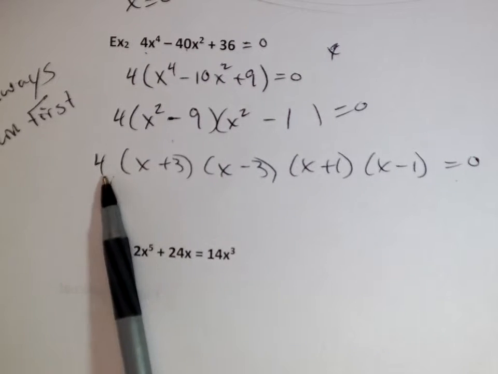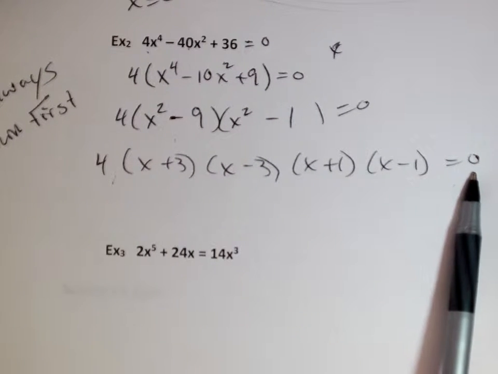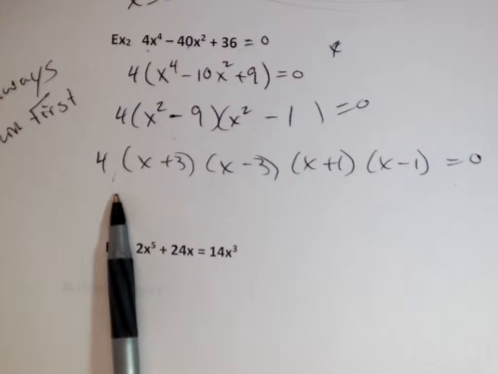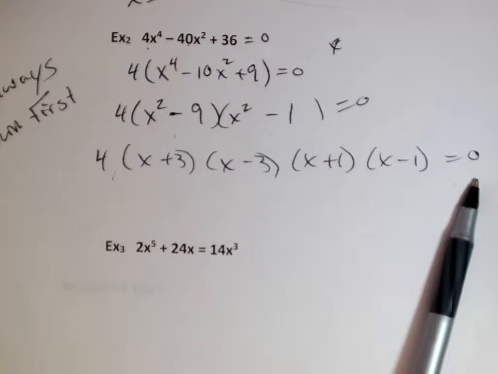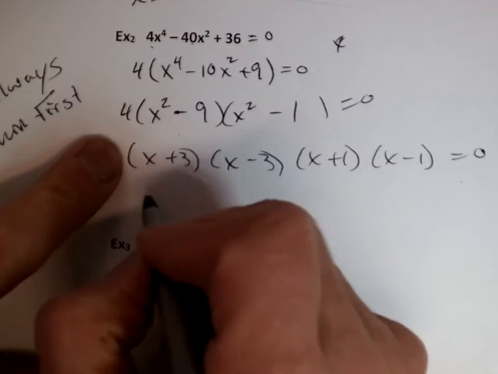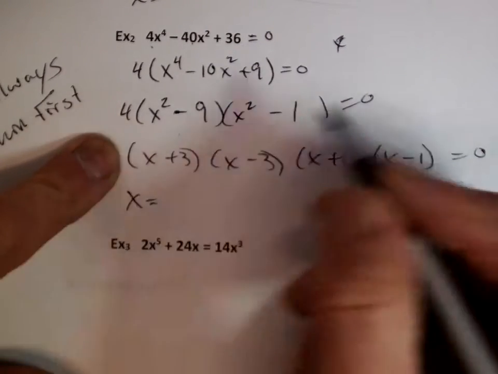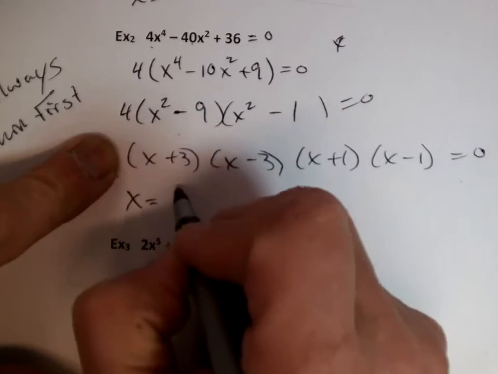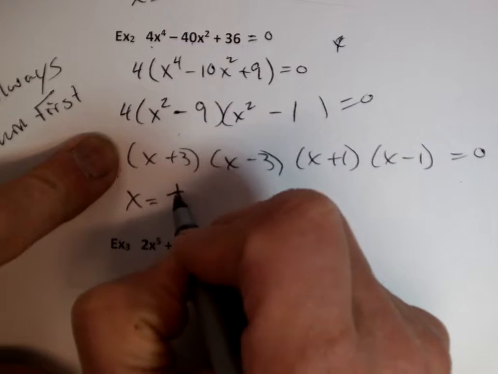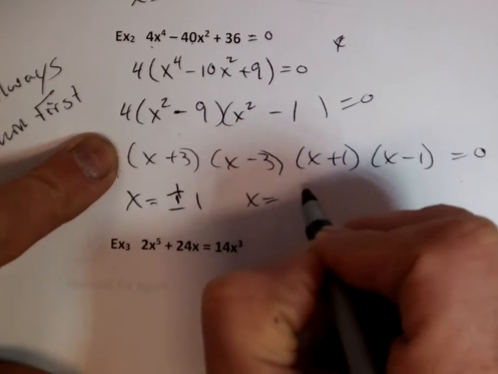In fact, if you want to divide by 4, it disappears. I'll say it again: the 4 is irrelevant. If you want to get rid of it, just divide by 4, it's gone. See how that would work? But my answers come from the x's. So it would be x equals plus or minus 1 and x equals plus or minus 3.